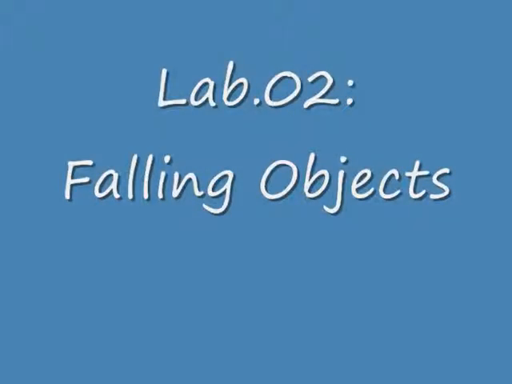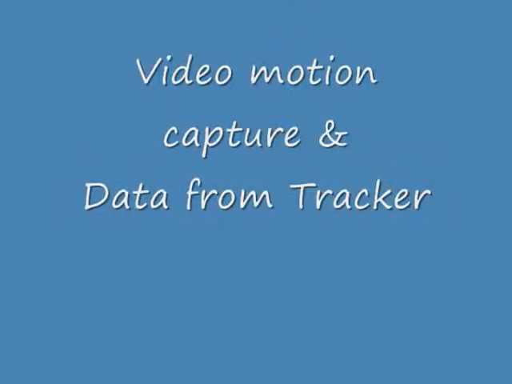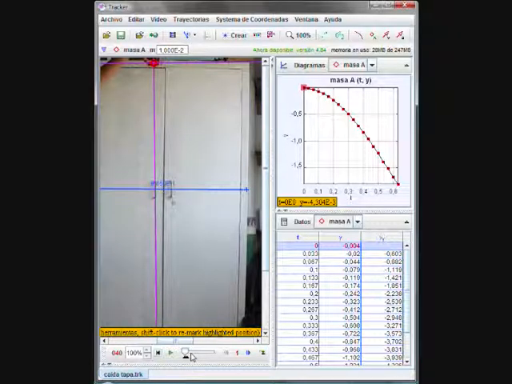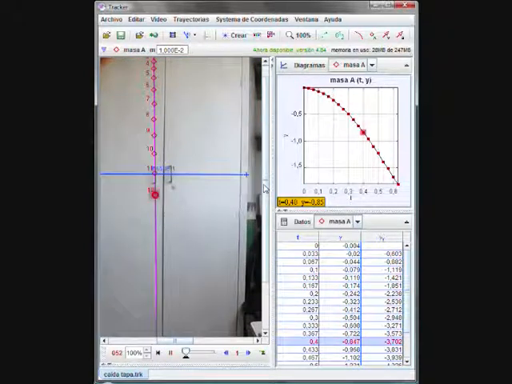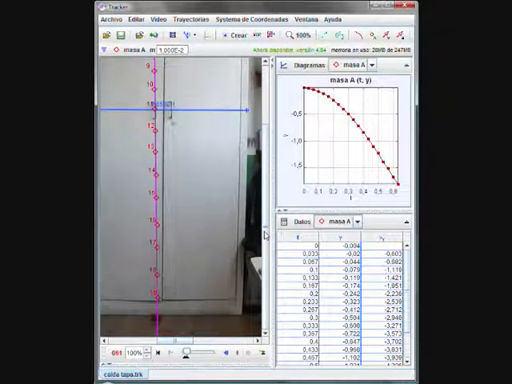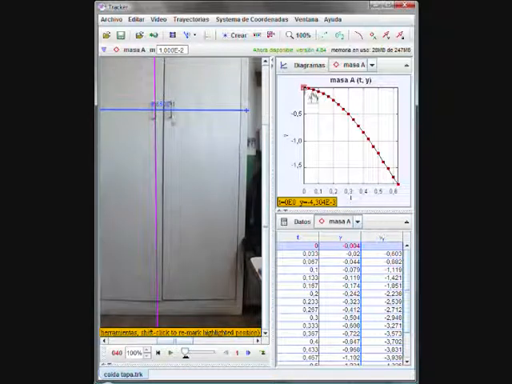In lab number 2, we want to study falling objects. This time, we use the theory of Newton's second law, with video motion capture and data from Tracker. We want to drop a plastic cup with initial velocity equal to 0, and we obtain this data from Tracker.